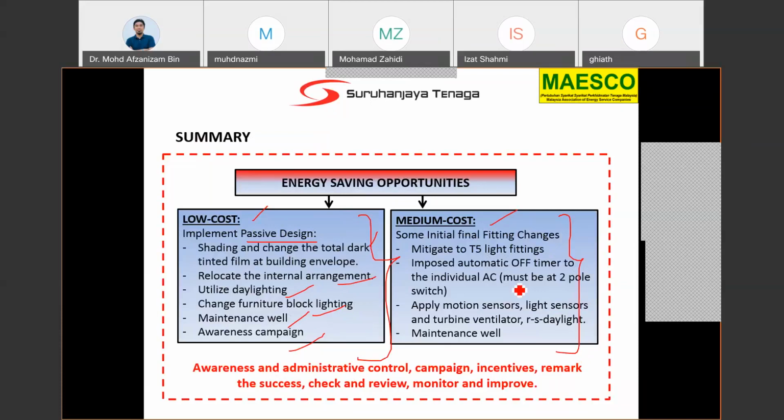Medium cost, of course, they try to change the T5 light setting, impose the automatic timer, apply the motion sensor, and the maintenance. So awareness and awareness control, campaign, incentive, remark success, check and review. They also request continuous monitoring and collecting the data to ensure that they always fall in the acceptable range of utilization, specifically for the energy consumption.